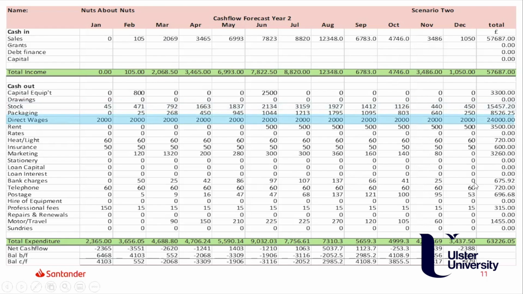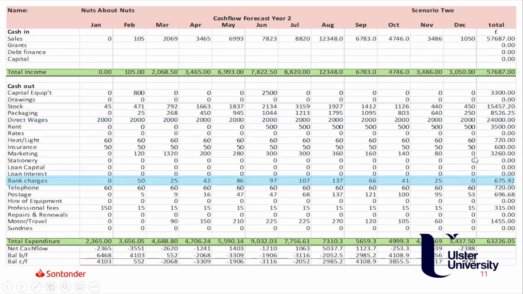She can look at how much she wants to pay herself. So in this scenario, she's decided to pay herself £2,000 a month, but she could play around with that figure. This could help her decide from working on the business on a part-time basis. So maybe this has been a side hustle to start with. And this could help her decide when she can commit full-time to the business. So she can play around with these figures and look at different scenarios.